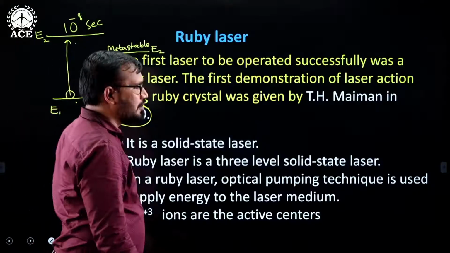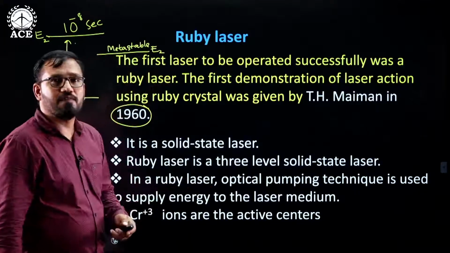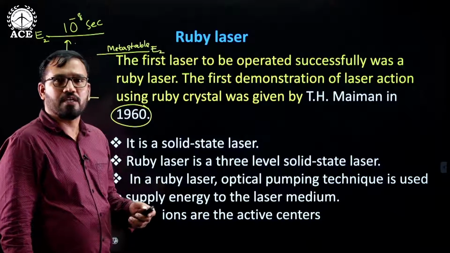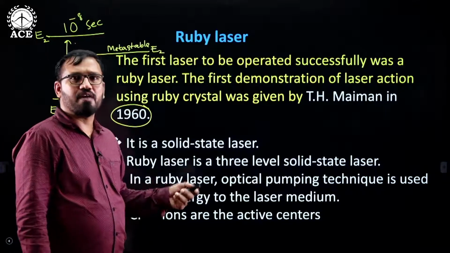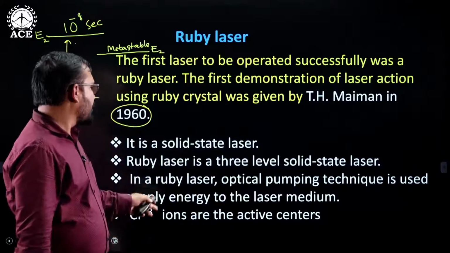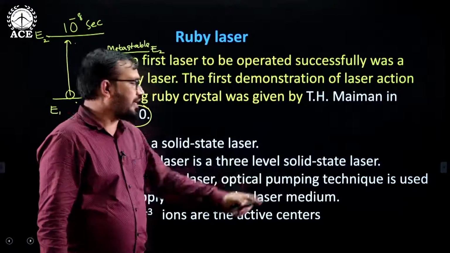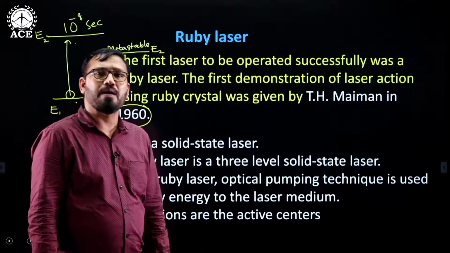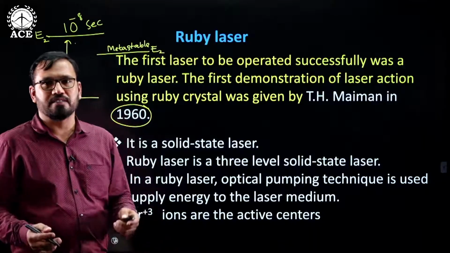So ruby laser is the first active laser demonstrated by Maiman in 1960. It is a 3-level laser using the optical pumping technique. Which kind of pumping? There are different pumpings. What is pumping?